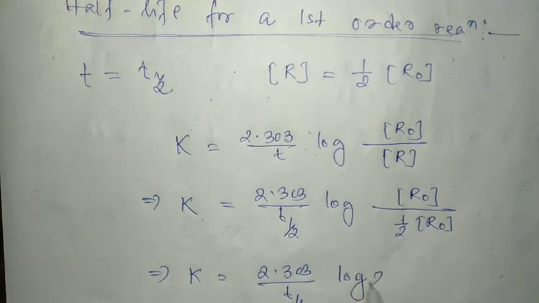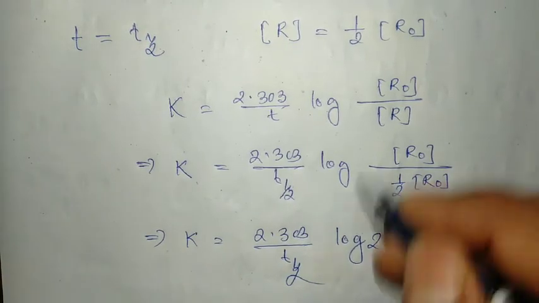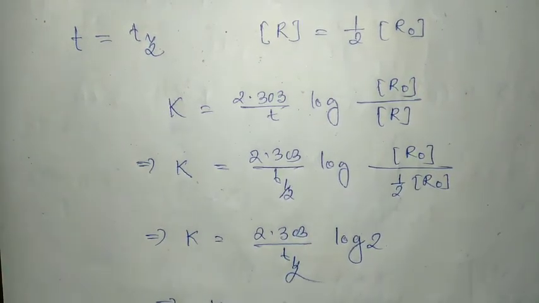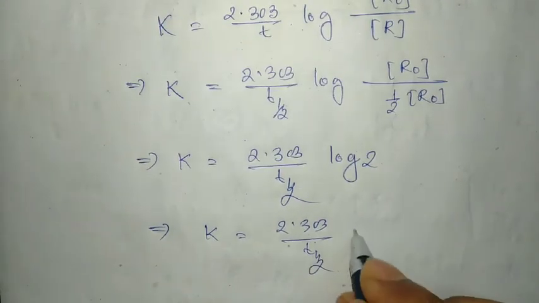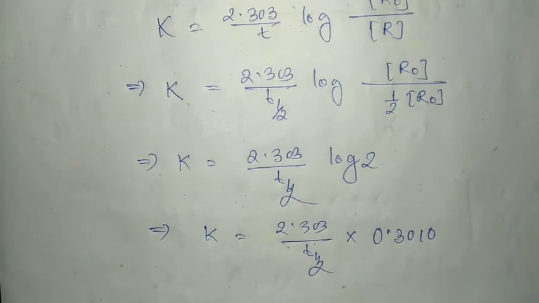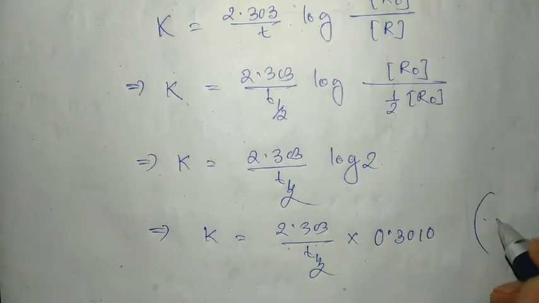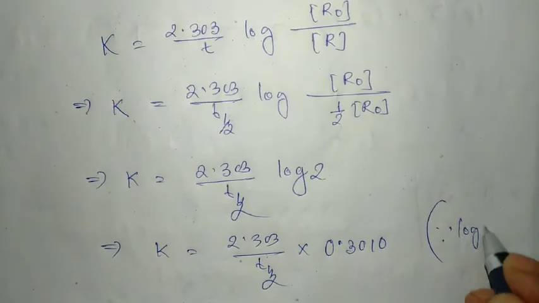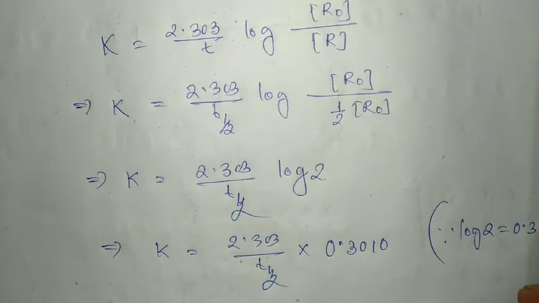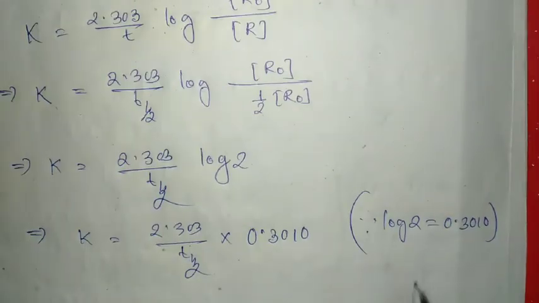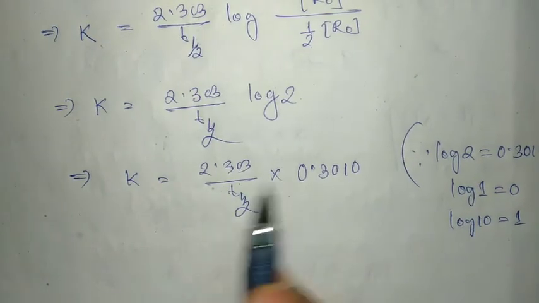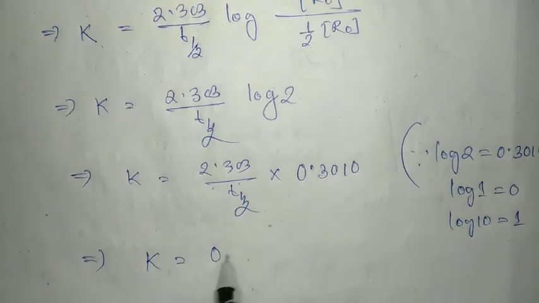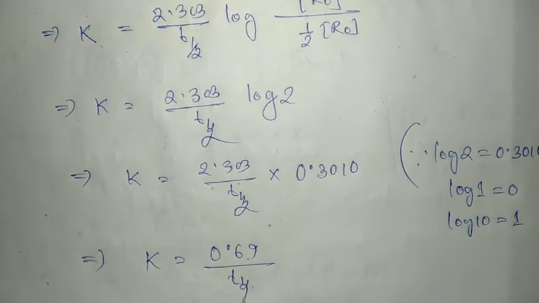So we get 2.303 divided by t half, log 2, because R naught cancelled and 2 came on top. The value of log 2 is equal to 0.3010. Remember, log 1 is equal to 0 and log 10 is equal to 1. So multiplying the two, we get k equal to 0.69 divided by t half.